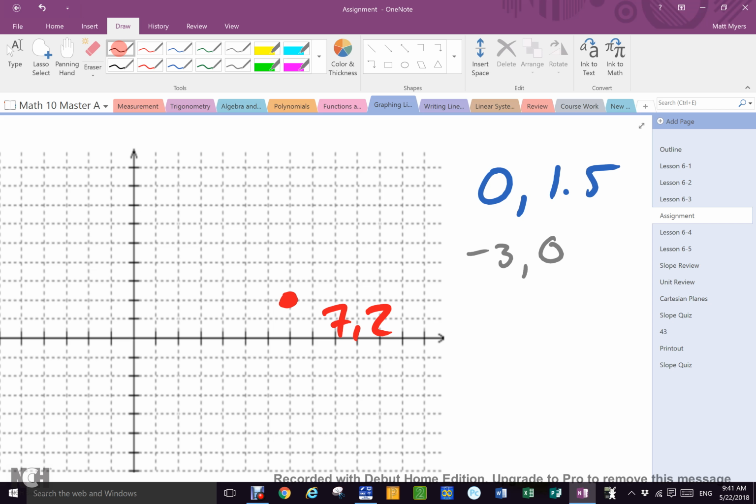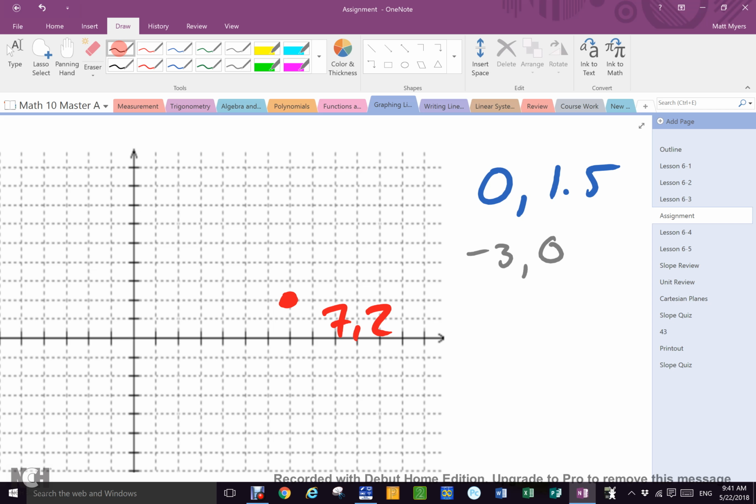Okay. Find the slope. Do you have a graph? No. So can you count? No. What do you got to use? y2 minus y1 over x2 minus x1.